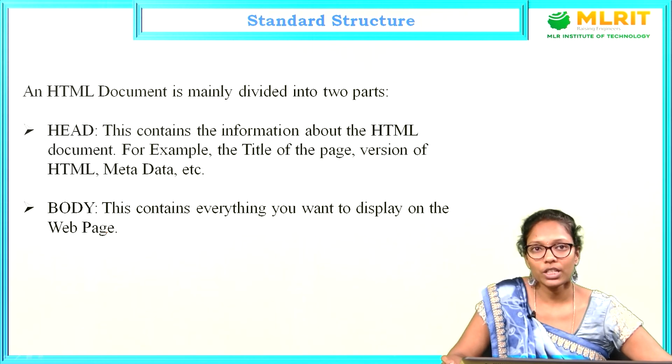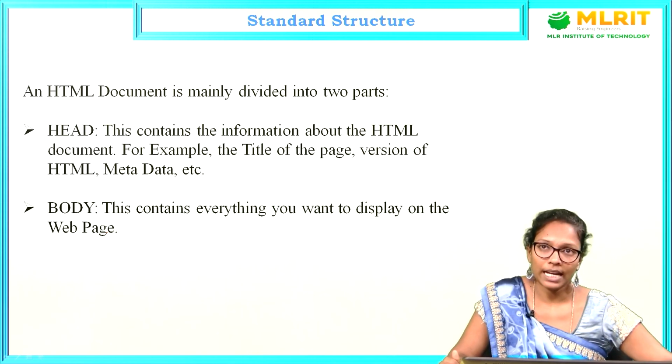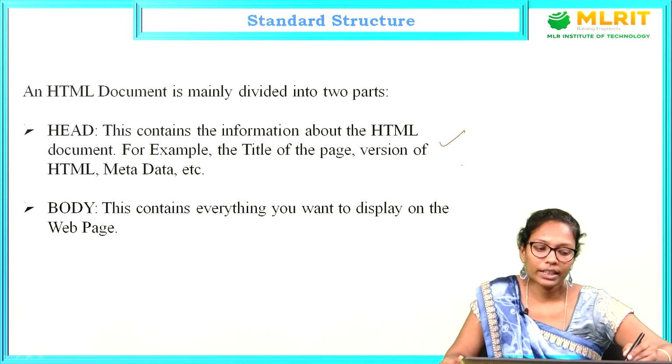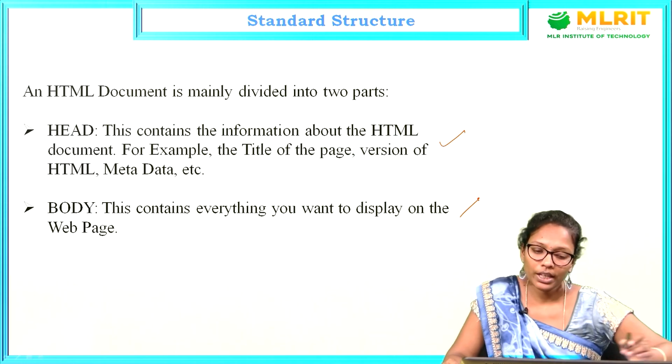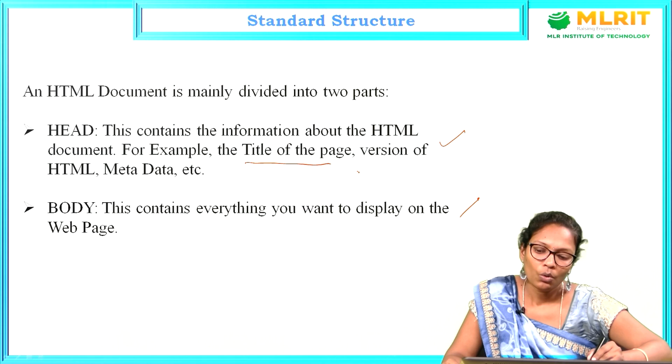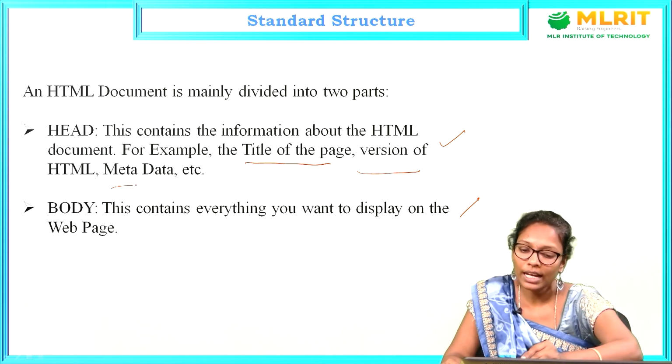So for every HTML web page, there will be some standard structure. If you want to develop your own web page, or if we see some existing web pages, this is the standard structure. We know it contains two parts. The first one is the header section and the next one is the body section. In the header section, what are we writing? We are writing the title, the version of the HTML, and the metadata.